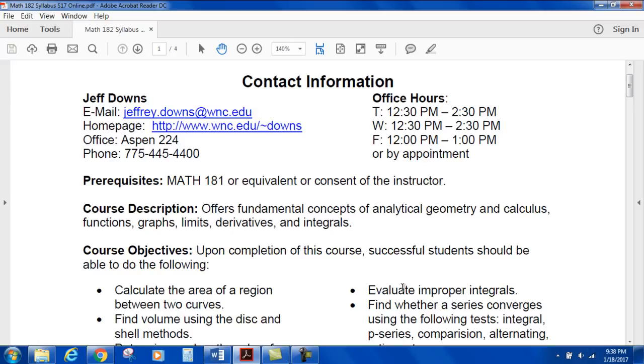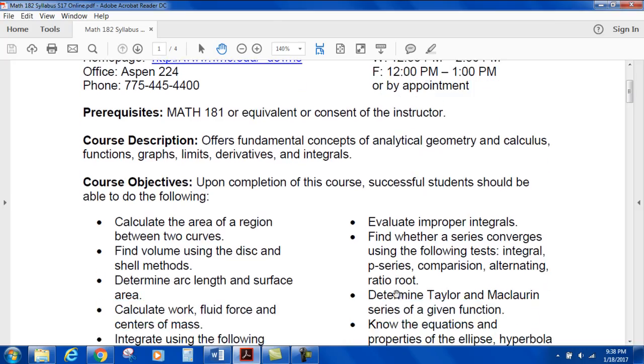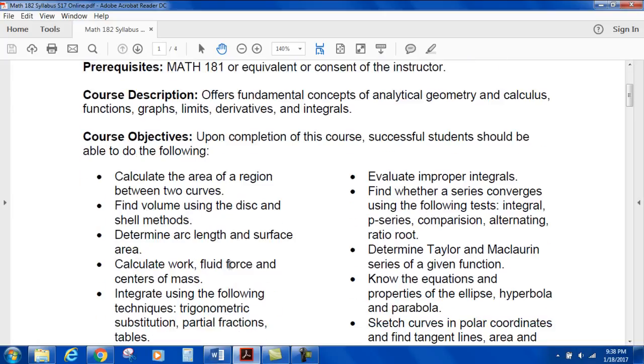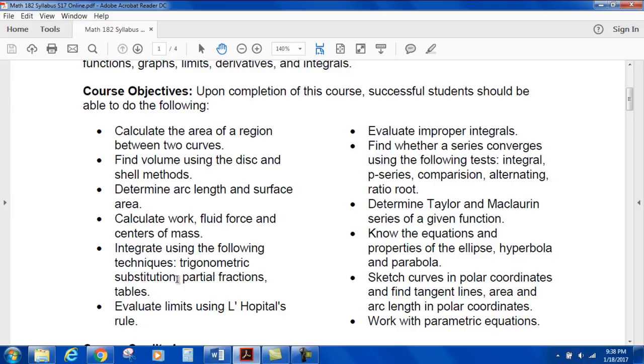Course objectives. Upon completion of this course, successful students should be able to do the following: calculate the area of a region between two curves, find the volume using the disk and shell methods, determine arc length and surface area, calculate work, fluid force, and centers of mass, integrate using the following techniques: trigonometric substitution, partial fractions and tables, evaluate limits using L'Hopital's rule, evaluate improper integrals, find whether a series converges using the following tests: integral, p-series, comparison, alternating, and ratio and root.